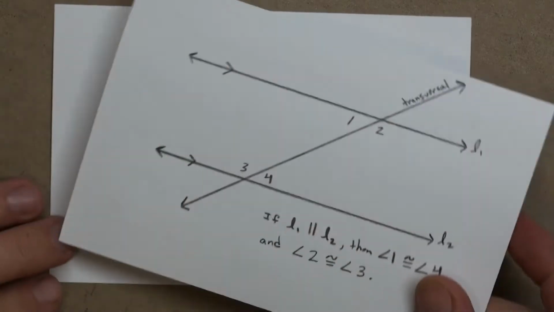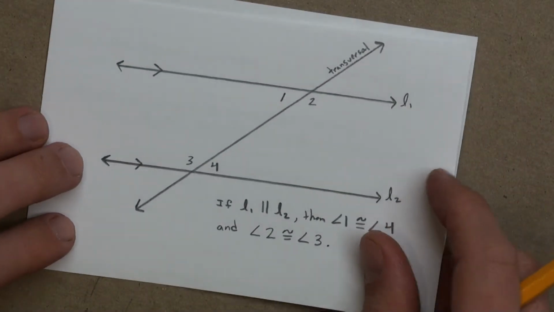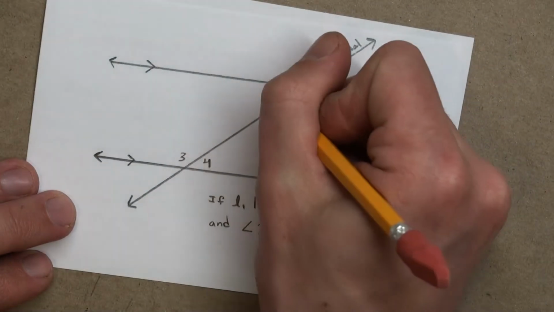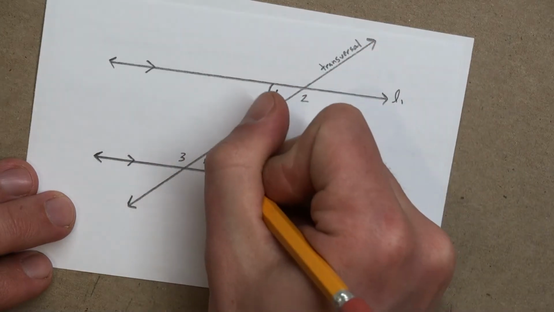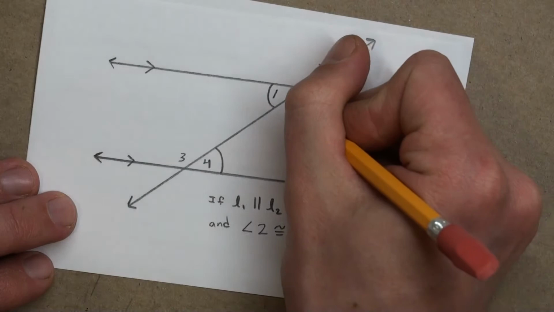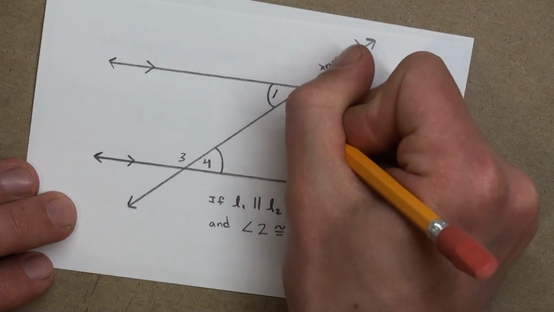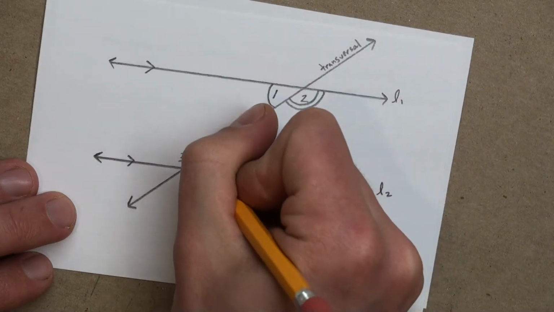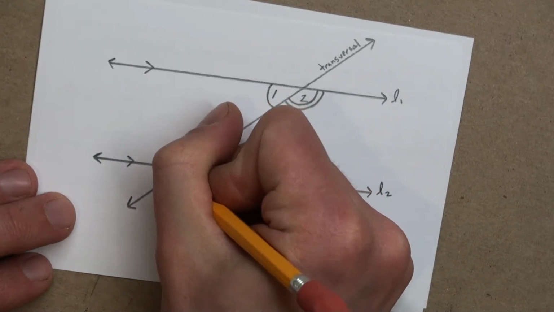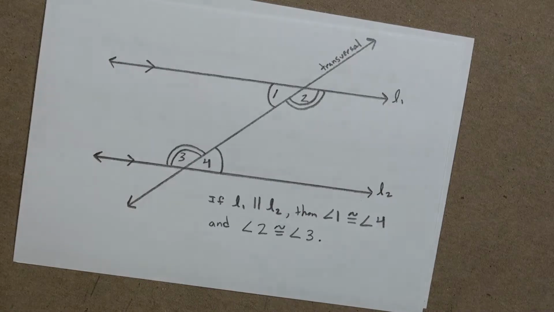Let's see. Let's go back to just this card for a second. This is card 82. I just want to put in angle 1 would be congruent to angle 4, so I just want to put an angle mark on them. And angle 2 would be congruent to angle 3. Okay?